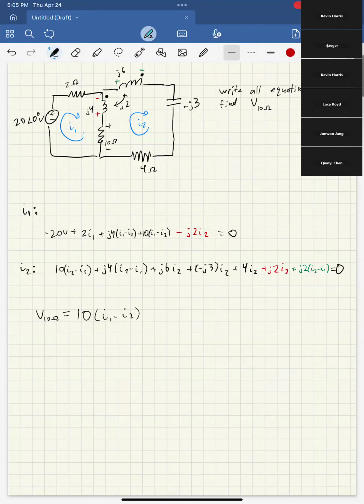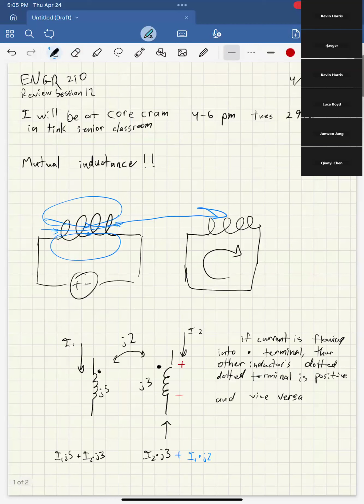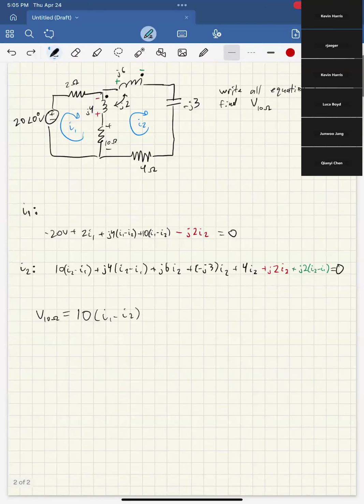Can I explain what the dot means? I explained it at the beginning, so it's worth rewatching the video. I'm just going to keep doing the practice problems. Why is the j6 inductor positive if the current is flowing out of the dot terminal?